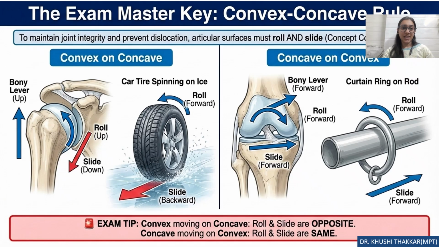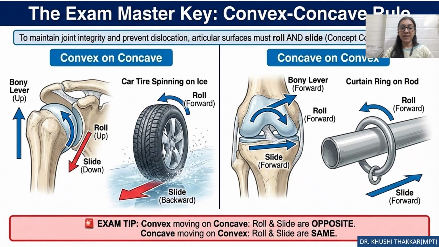So, beginning with this, to maintain joint integrity and prevent dislocation, the articular surface must roll and slide, as we had discussed. If there is no proper arthrokinematics, that is articular movements inside the joint, then there are chances of either dislocation or impingement.